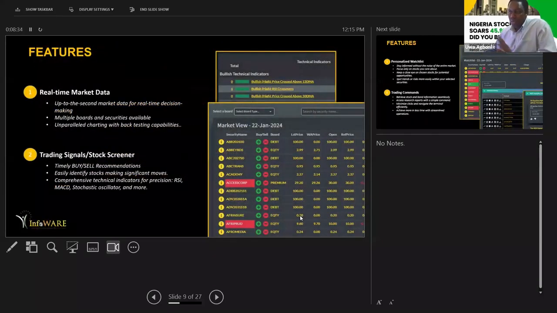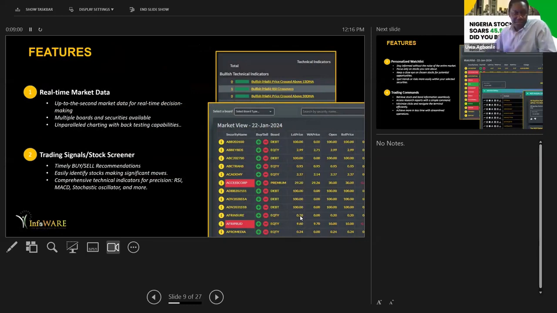So a quick summary before we get into it. Like I said, real-time market data. All the boards available in Nigerian markets are available. We have unparalleled charting and backtesting capabilities. Trading signals, this is really where the power of this thing comes from. That's what we learned over time. Not just to provide data, but to provide very, very clear indicators as to exactly where you are. Should you take action? If you want to take action, can you do more research on it?